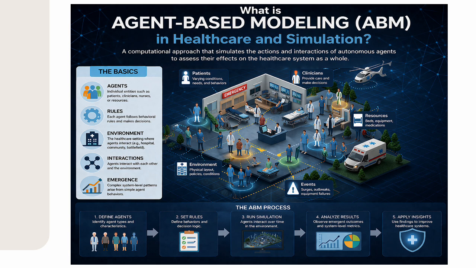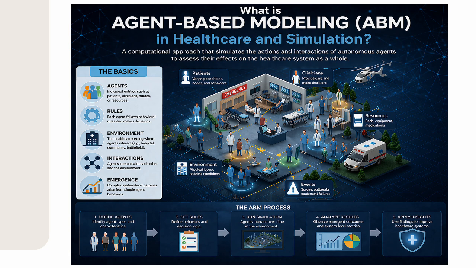The core components of agent-based modeling are agents, defined as individual entities such as patients, clinicians, or other resources, with attributes like age, health status, and location. Environment. In the healthcare setting, this is where agents interact, like a hospital or community. Rules or behaviors. This is where each agent follows behavior rules and makes decisions.